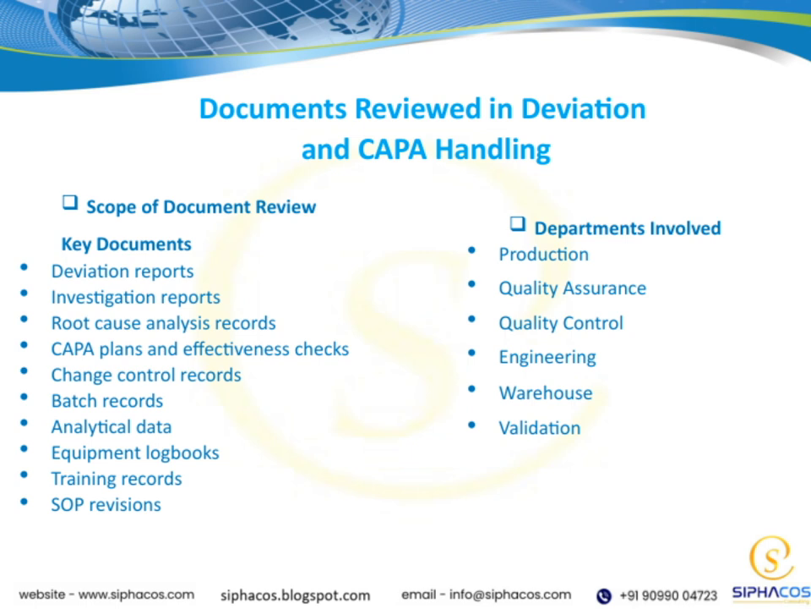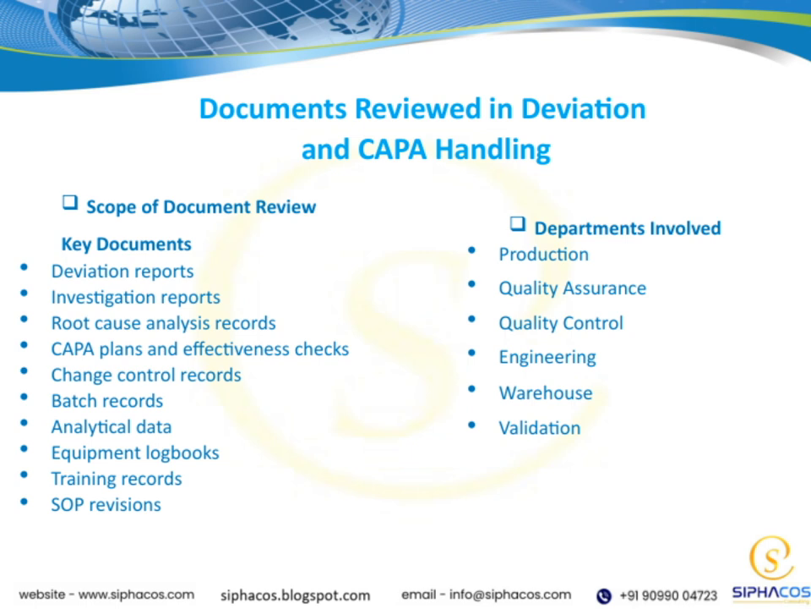The scope of our document review is quite broad, encompassing key records that help us understand the root cause and effectiveness of our corrective actions. These include deviation reports and investigation reports, which give us initial insights into what went wrong. We also look at root cause analysis records to identify the underlying issues. CAPA plans and their effectiveness checks are essential to verify that corrective actions truly resolve the problems.